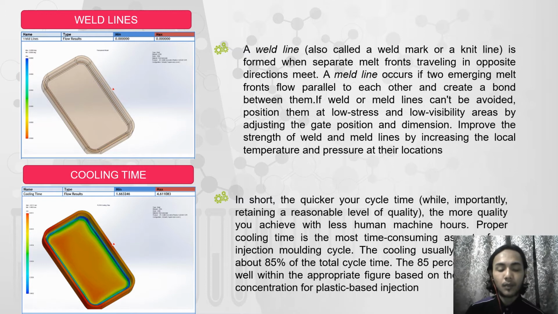Improve the strength of weld and melt lines by increasing the local temperature and pressure at their location. Okay, for the cooling time, in short, the quicker your cycle time, while importantly retaining a reasonable level of quality, the more quality you achieve with less human machine hours. Proper cooling time is the most time-consuming aspect of an injection molding cycle.